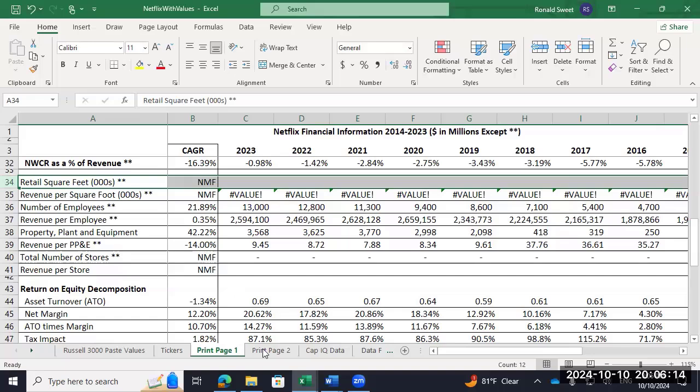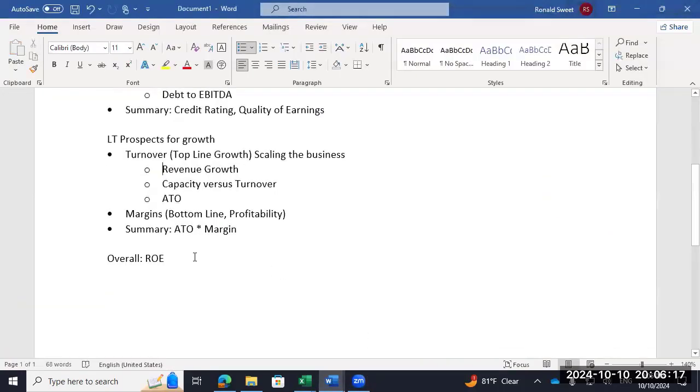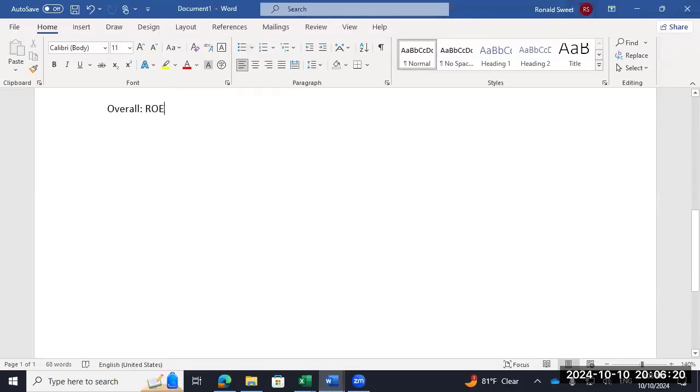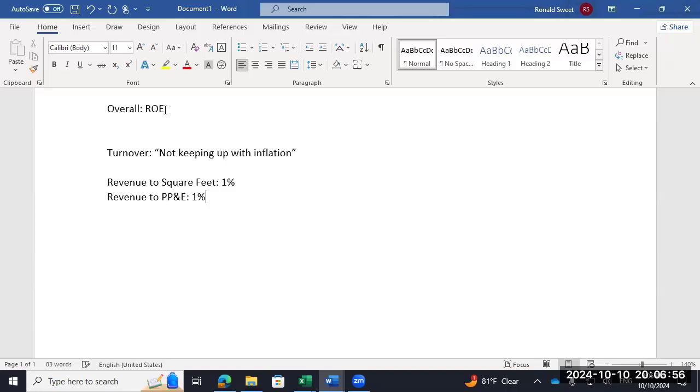Okay. All right, so let me give you a little bit of a rule here. So let's look through this. When we talk about the turnover, sometimes you're going to hear me say, not keeping up with inflation. When would I say that? Right? So let's do revenue to square feet. And let's say that growth rate is 1%. Can you say that's not keeping up with inflation? What if we have revenue to property, plant, and equipment? And let's say that's 1%. Can we say that's not keeping up with inflation?